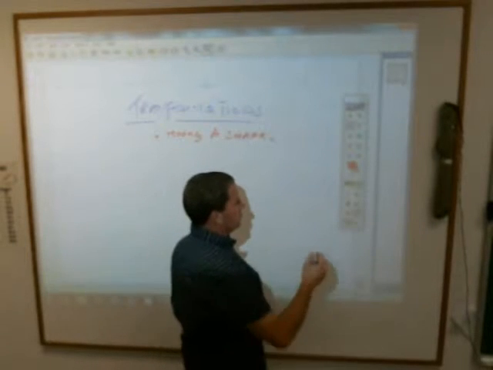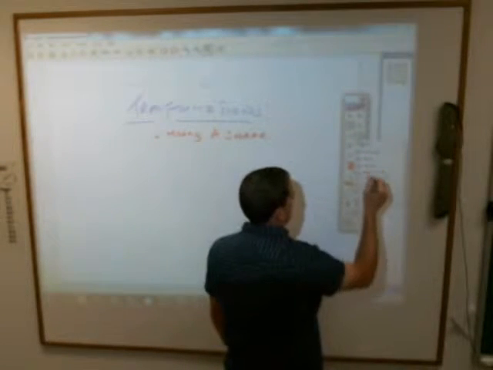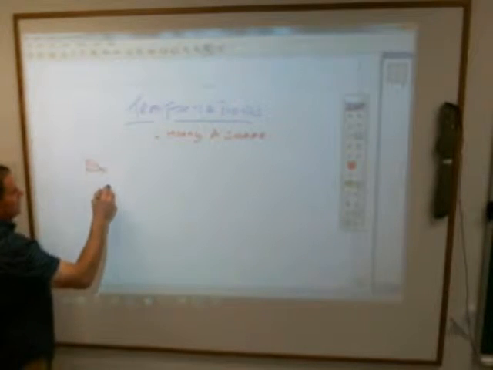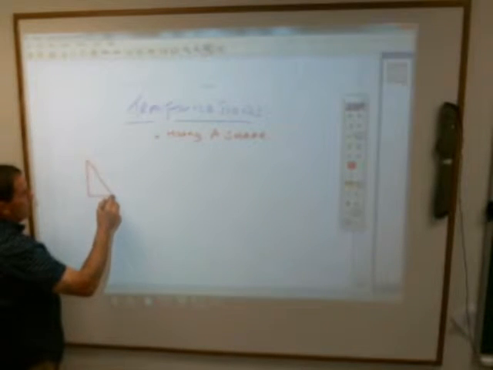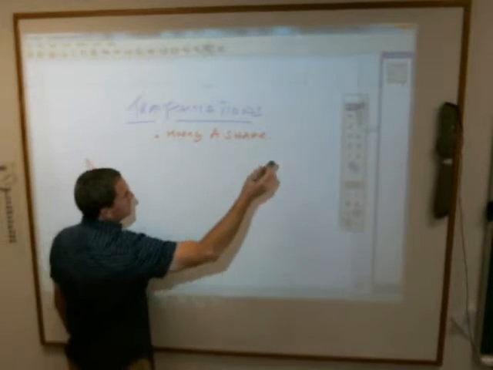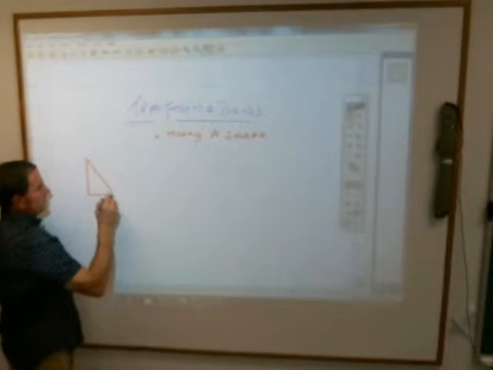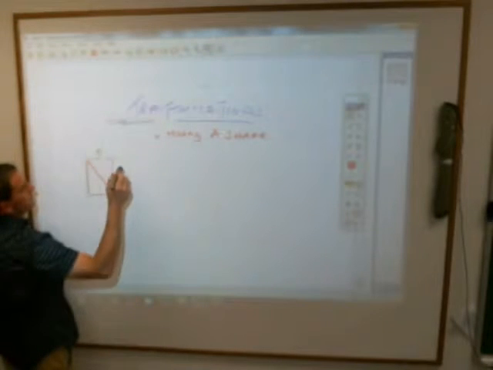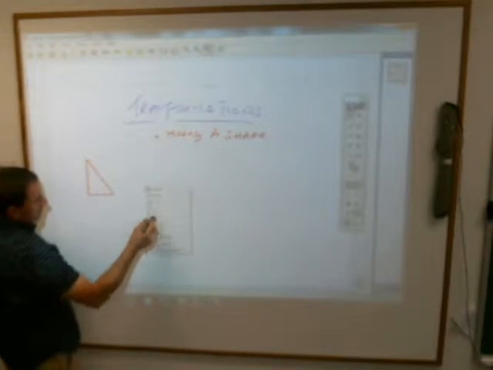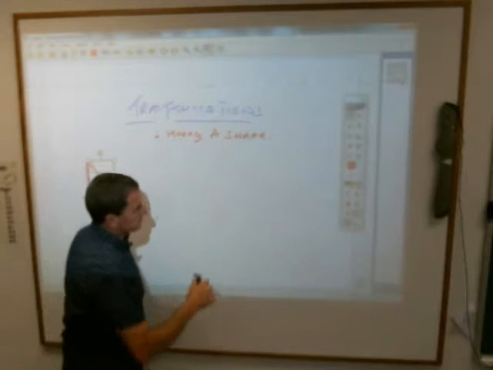Let's say I have a shape, and I am going to use a right triangle. Let's say I've got this right triangle. How do I know it's a right triangle? Mostly because it said it was a right triangle.